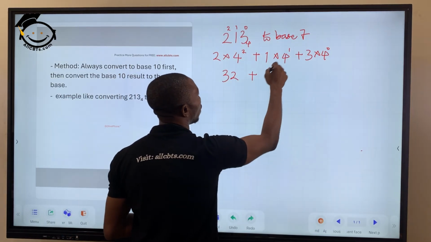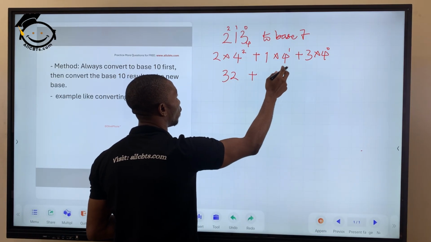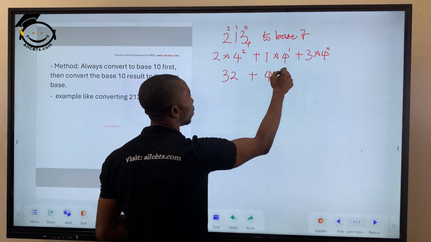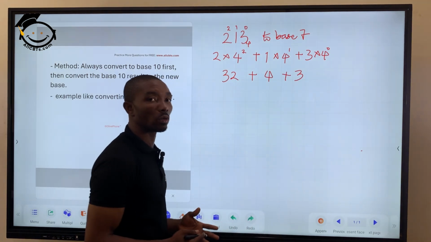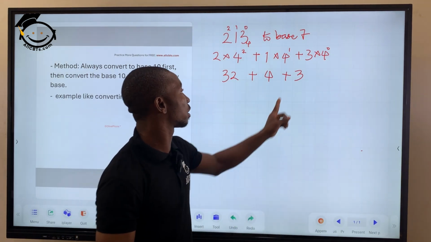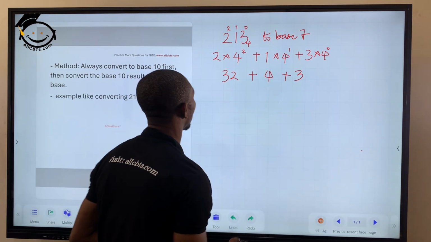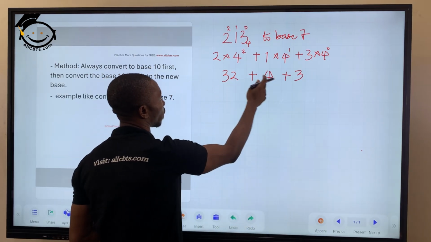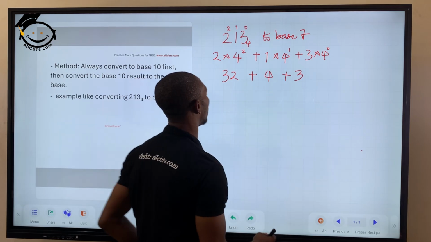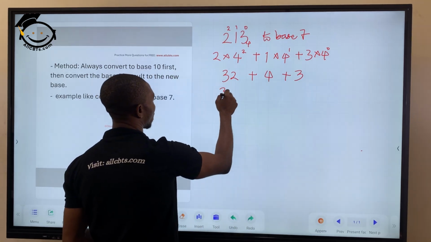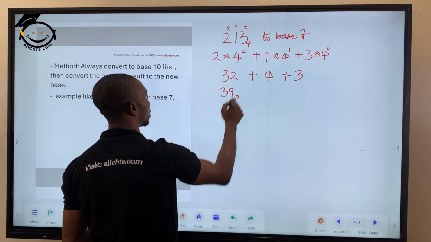plus 4 raised to power 1 is 4 times 1, 4 plus 3. Any number raised to power 0 is 1. So 3 times 1 gives us 3. So from here, we have it as 32 plus 4, which is 36. 36 plus 3 would give us 39. So this we have as 39 base 10.